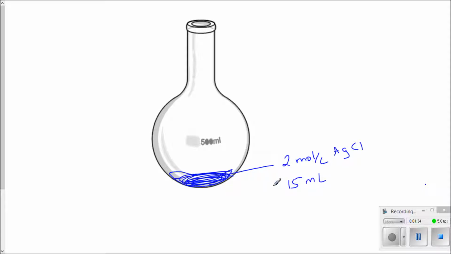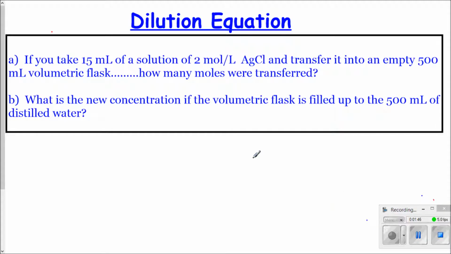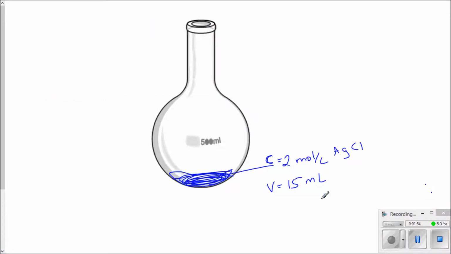Now what is that? Well, that actually is my volume, and moles per liter is my concentration, okay? The second part of the question says we're going to fill it up to 500 milliliters. But to finish off the first part of the question, it says how many moles were transferred. Well, how many moles are in this solution that we have at the bottom of this flask right now? We've got 15 milliliters, 2 moles per liter. Well, if you think about it correctly, hopefully you figure this out.